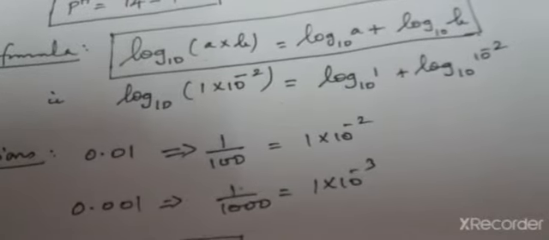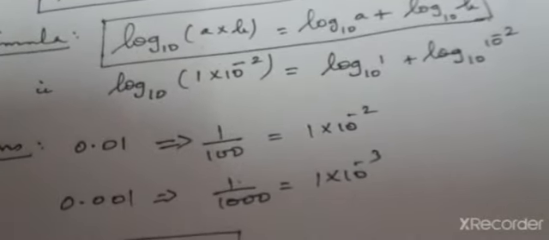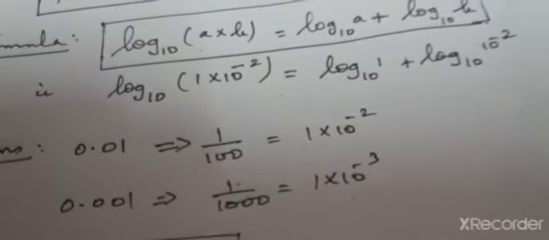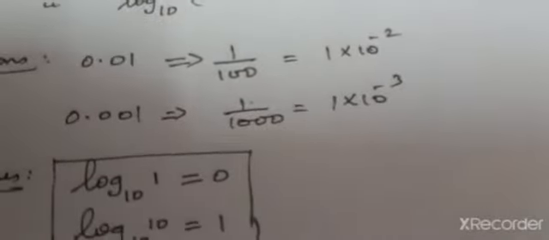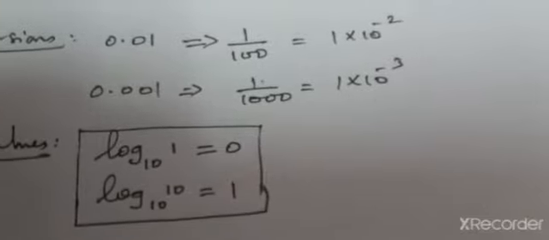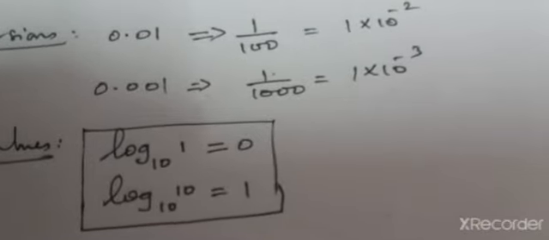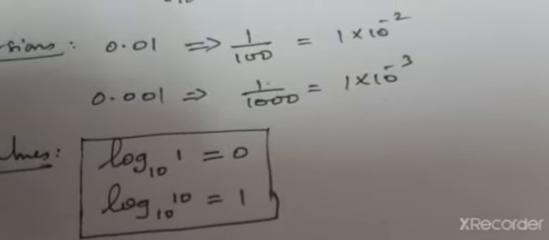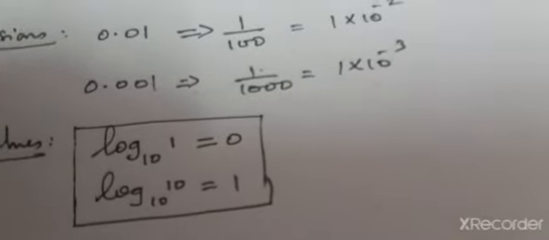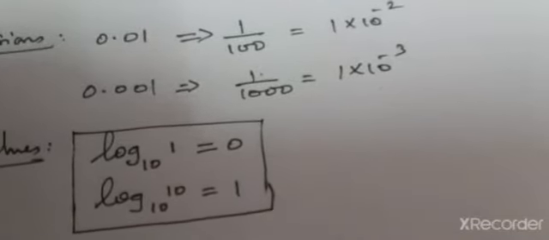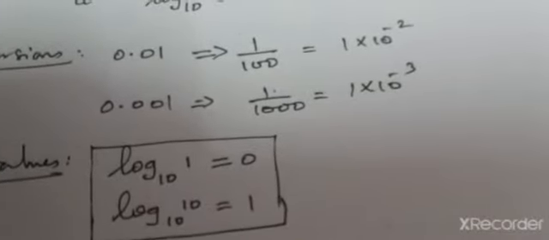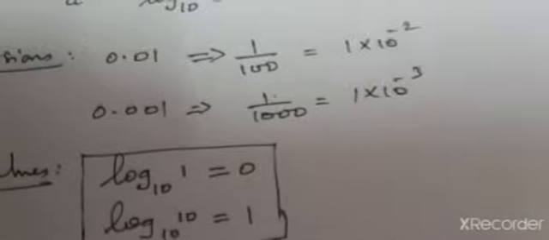0.01, it is equal to what? It is 1 by 100. That can be written 1 into 10 power minus 2. Also 0.001 can be written 1 by 1000, that is 1 into 10 power minus 3. Also you have to know some values here. Log 10 1 is equal to 0, because we are going to use these values often in solving problems. Log 10 1 value is 0. Log 10 10 is equal to 1. These two values we are going to use often in solving sums.